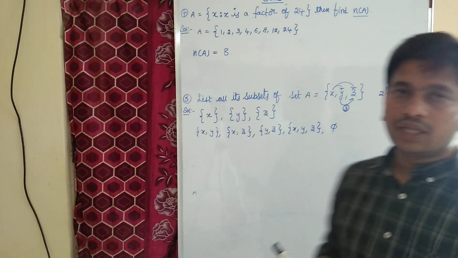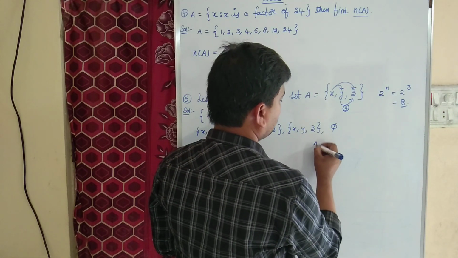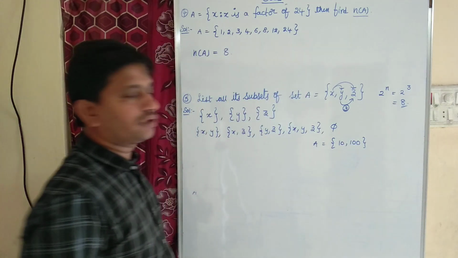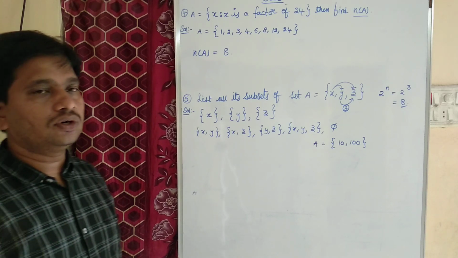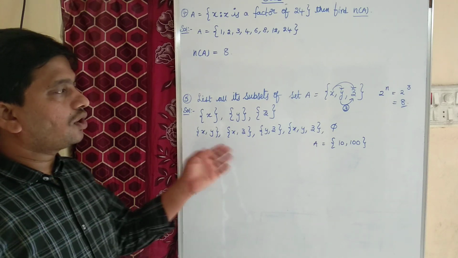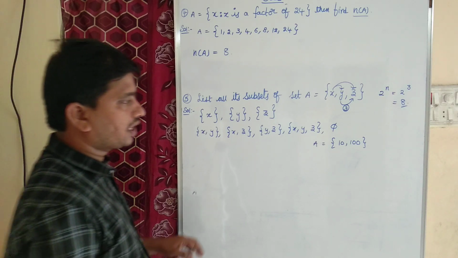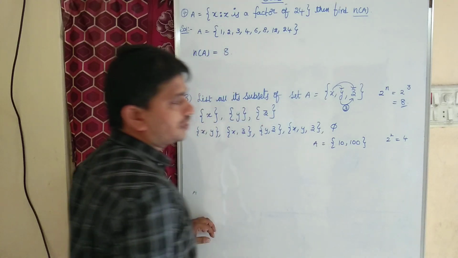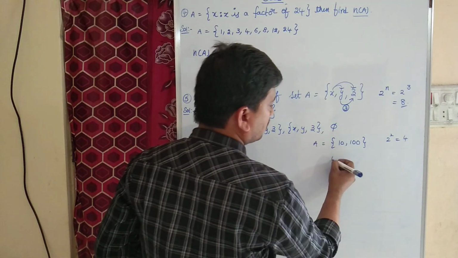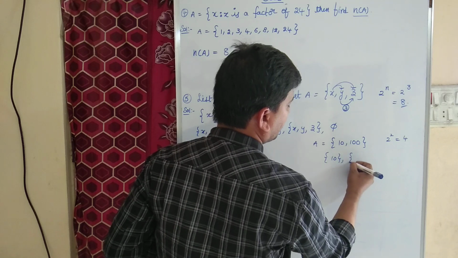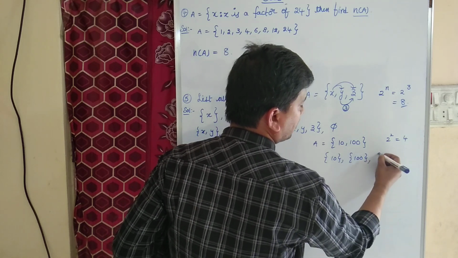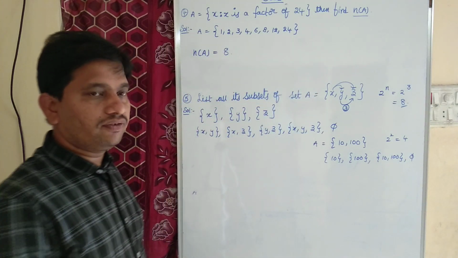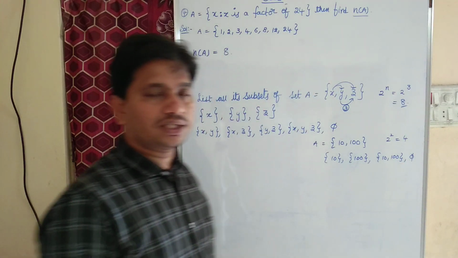For example, they may ask a question like this also. Number of subsets of A equal to {10, 100}. List all subsets of set A. As we have 2 elements in set A, the number of subsets is 2 to the power of 2, that is equal to 4. Let me write {10}, and then {100}, and then {10, 100}, and then the empty set. So totally we got 1, 2, 3, 4 subsets, right?